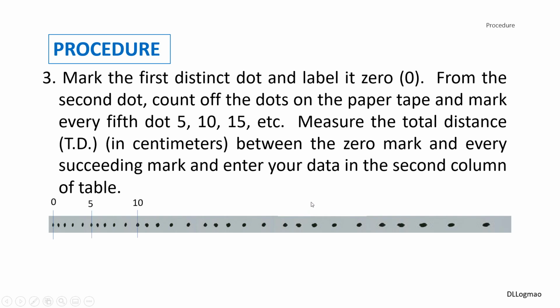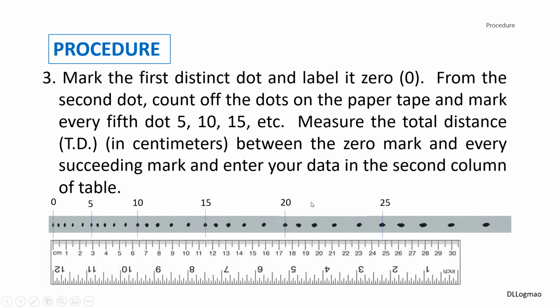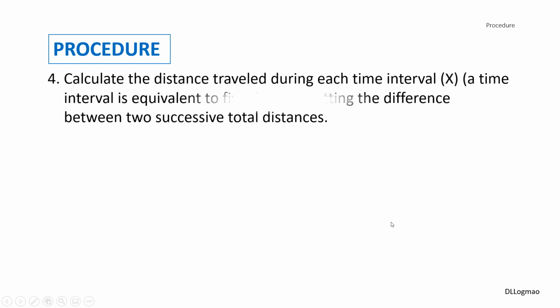0 to 5, 2.9 centimeters. 0 to 10, 6.3 centimeters. 0 to 15, 11.5 centimeters. 0 to 20, 17.5 centimeters. 0 to 25, 24.8 centimeters. From the paper tape for the data in this experiment, you have to count 55 dots and measure up to 0 to 55 dots.